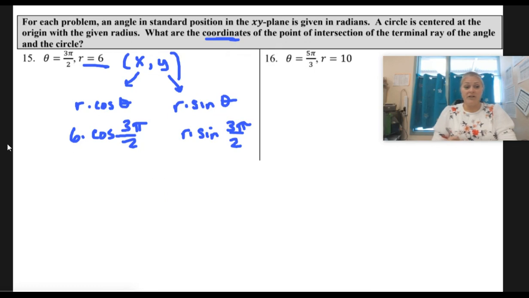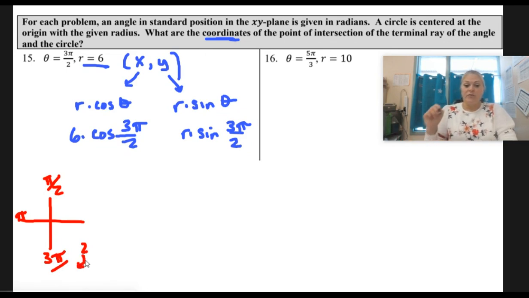If you're having a hard time knowing the sine and cosine of 3 pi over 2, you might want to write it out, draw out the unit circle or the basics of the unit circle: pi halves, pi, 3 halves pi, and there's a 2 down there.